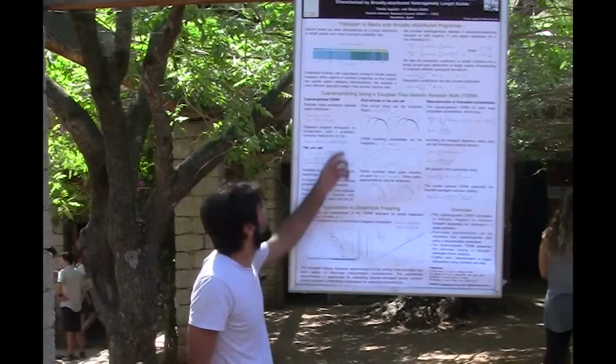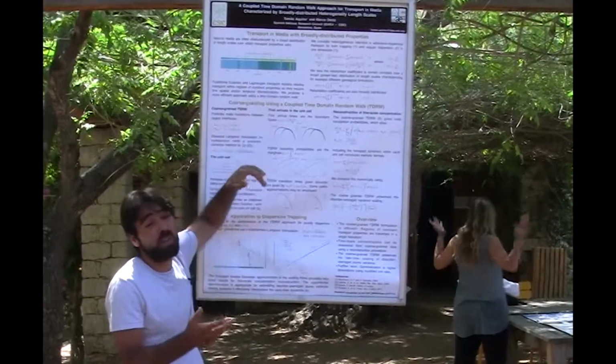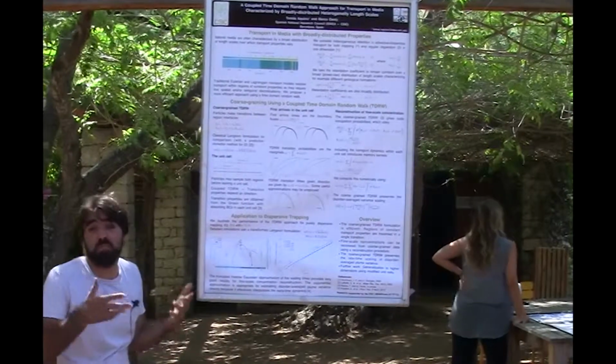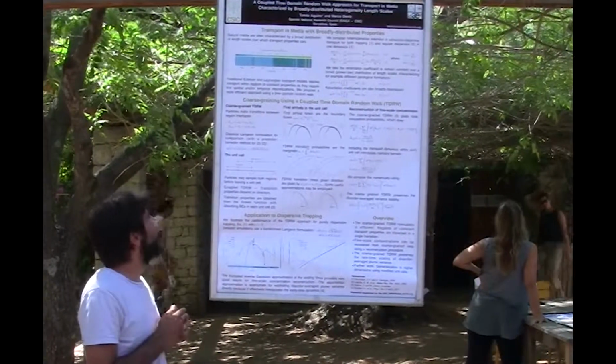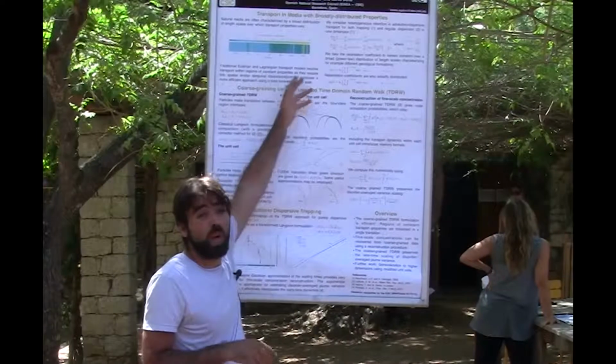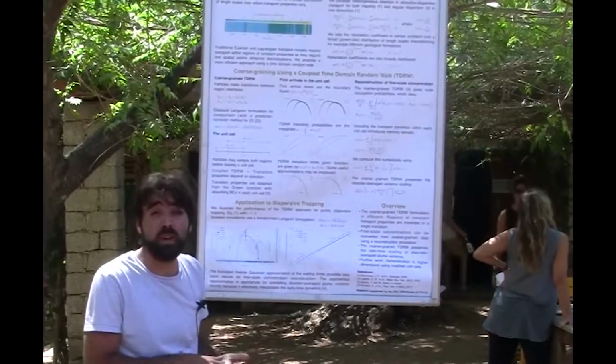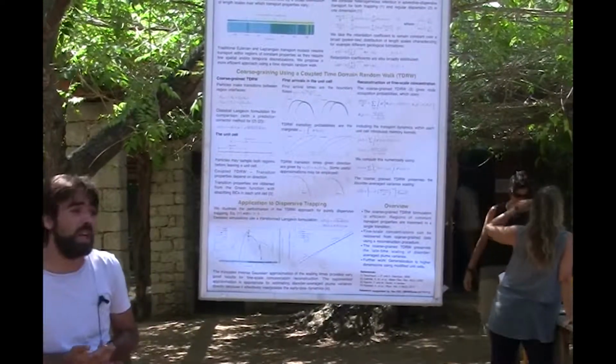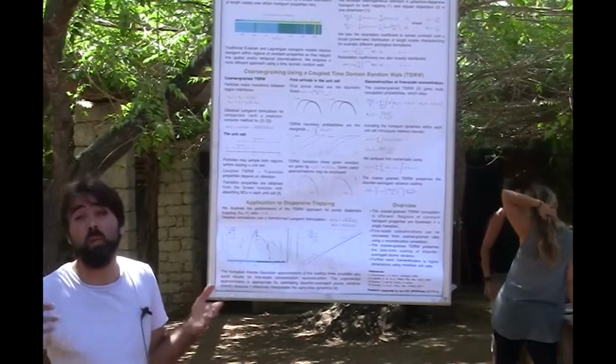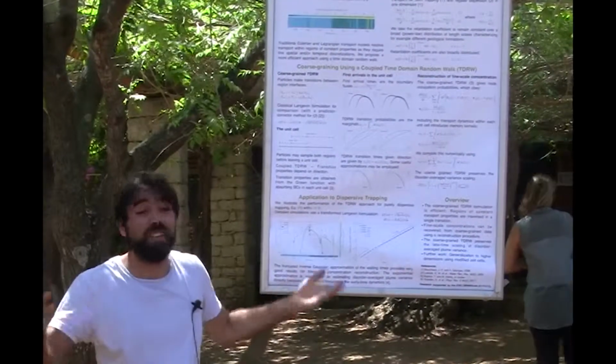Okay, so you have something like this. Currently we are using a 1D model as a proof of concept, let's say. And you have regions where transport properties vary slowly, and we assume they are constant. But these regions can vary quite broadly in size.